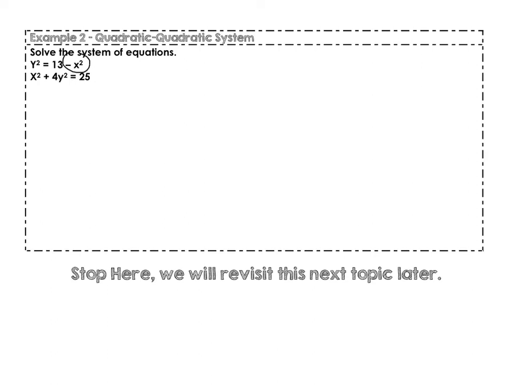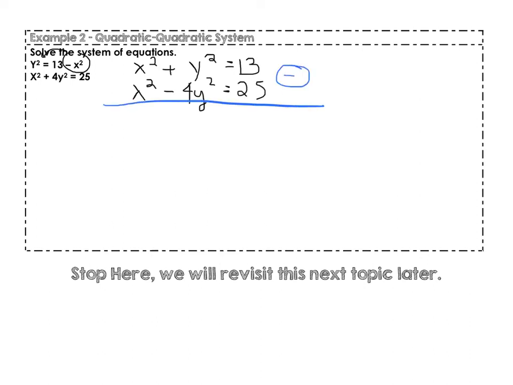So I'm actually going to bring my x squared onto the left-hand side of the first equation by adding it. So we change the first equation to x squared plus y squared equals 13. And I haven't touched the second equation here, okay? And so what I'm going to do is subtract these two equations. So x squared minus x squared cancels out. Y squared minus negative 4, oops, I changed that sign. That's a plus 4y squared. So y squared minus 4y squared becomes negative 3y squared. And 13 minus 25 becomes negative 12.